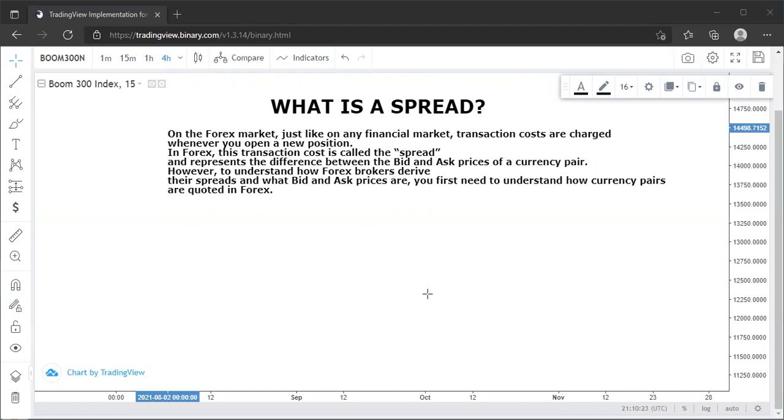So now, what is a spread? Basically, I'll just read it through and then explain it to the best of my understanding. On the forex market, just like on any financial market, transaction costs are charged whenever you open a new position. We'll explain it and break it down. In forex, what's the spread? It's applicable to the same thing in the synthetic indices market, right?